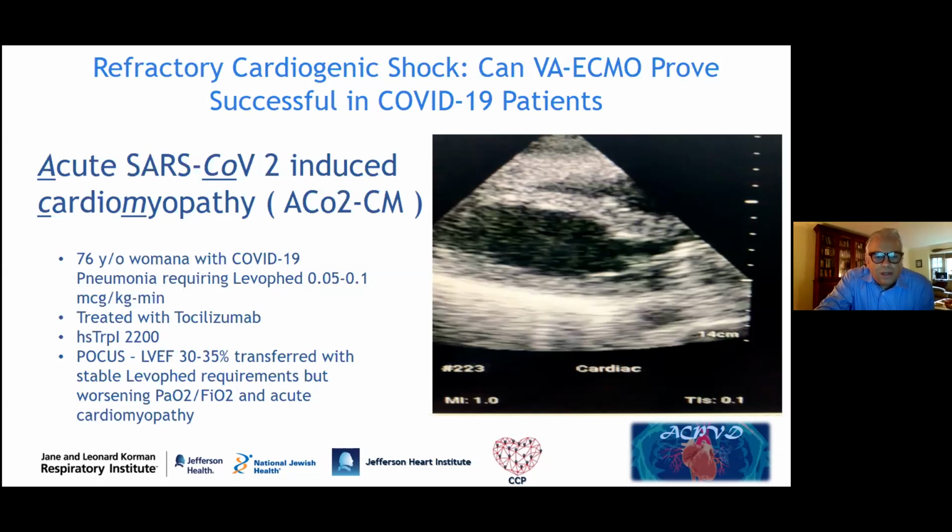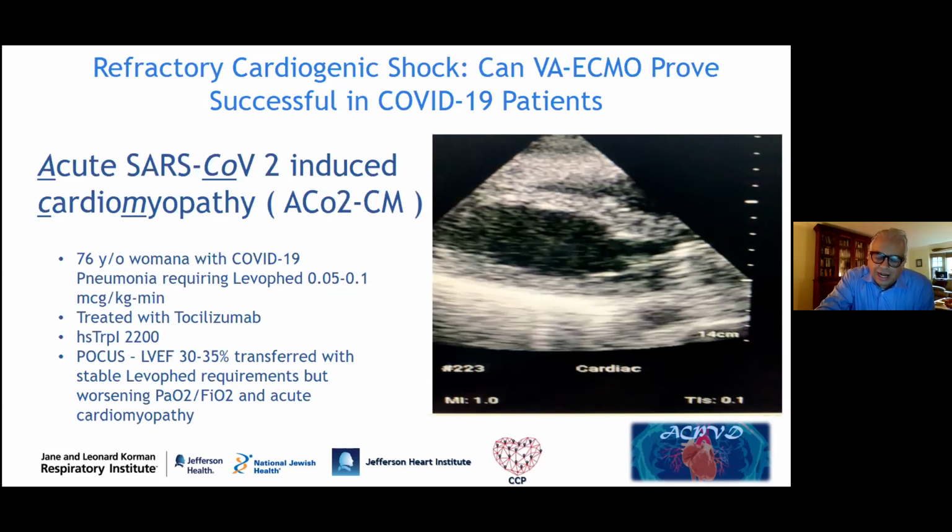So here's a case of a woman that we had on service while I was taking care of patients who we brought over from New Jersey. She had COVID-19 pneumonia and was on increasing doses of Levophed. She was treated initially with tocilizumab, and her high sensitivity troponin I was over 2,000. A point of care ultrasound showed an EF of 35%, and she was transferred on stable Levophed at the time, but with worsening PF ratio.